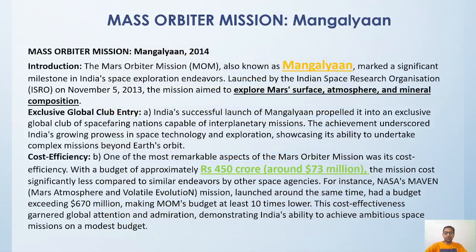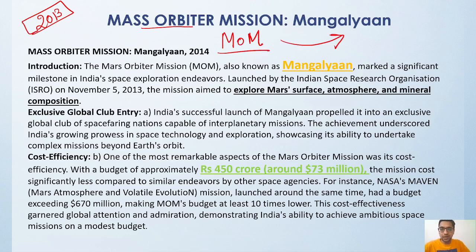Now we are coming to the very flagship interplanetary mission that the government launched in 2013. In 2013 the government launched an interplanetary mission called the Mars Orbiter Mission, or MOM. In Hindi we call it Mangalyaan. Mars, as you all know, we call Mangal Grah, so that is why the name Mangalyaan. It was launched on November 5th 2013 by the Indian Space Research Organization in order to explore the surface of Mars, the atmosphere of Mars and the mineral composition of Mars.